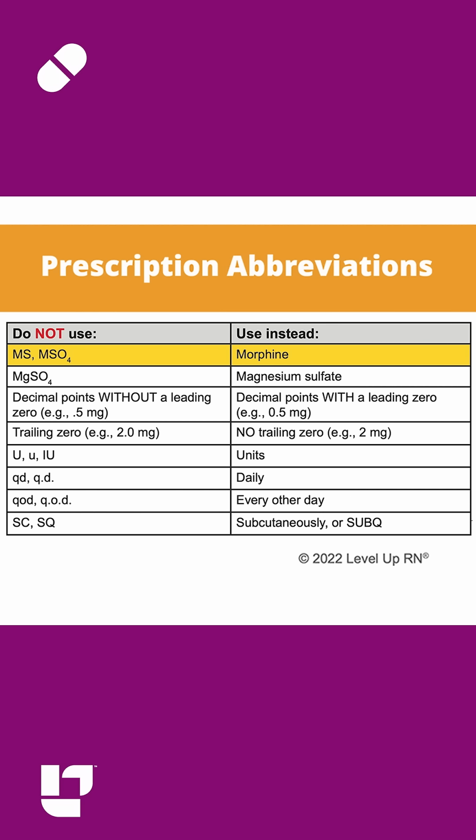So instead of MS or MSO4, you should use morphine. Instead of MgSO4, you should write out magnesium sulfate.